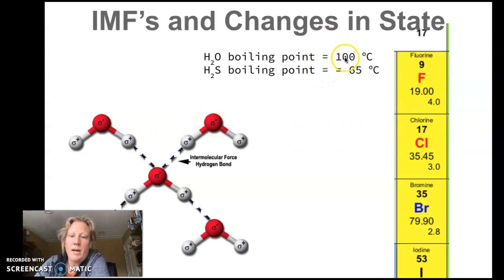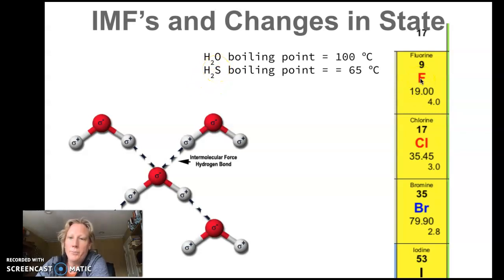This is why water has a really high boiling point at 100 degrees Celsius compared to H2S, which is a really similar size molecule and its boiling point is negative 65. I have a typo here, but I'll fix it. So it's a huge difference. The fact that water has the stronger IMF of hydrogen bonds is why it has a higher boiling point. H2S for sure doesn't have hydrogen bonds. I'd actually have to figure it out. It either has dipole-dipole or just LDF.